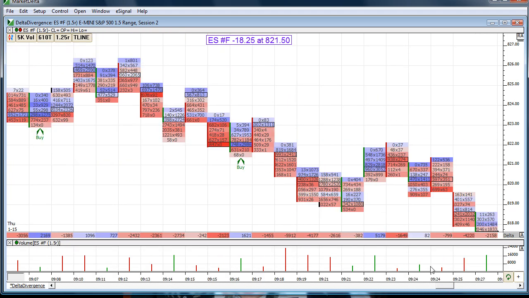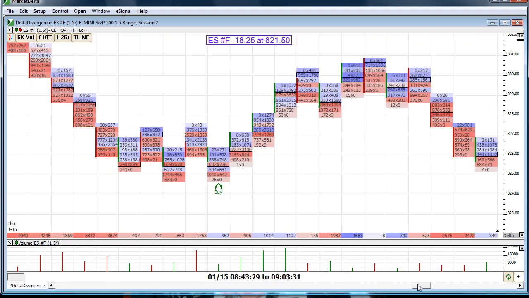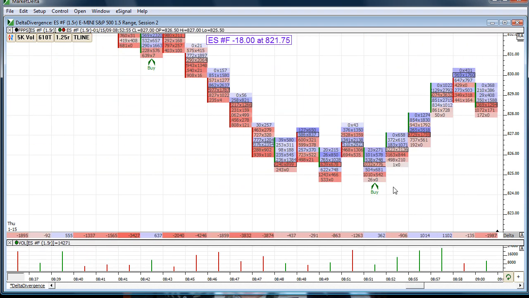Here's one that didn't work. Here's one that did, just to give you an idea. Here's another one. You can see the market sold off here. You can see the string of selling. Notice how the selling, the delta, notice how it's lighter colored here. The selling had moderated. It wasn't as strong. And then in this bar we saw buyers step in, and we got a bounce.